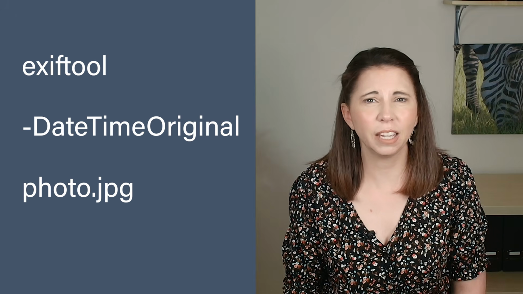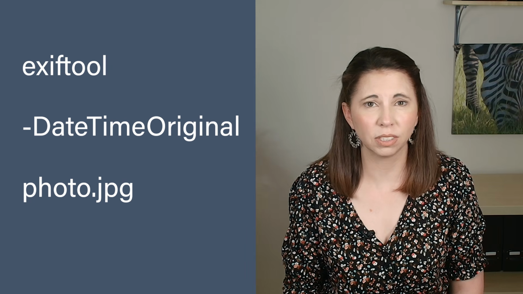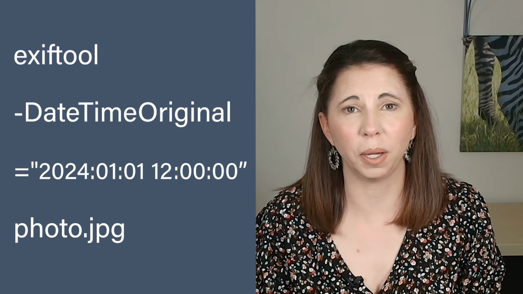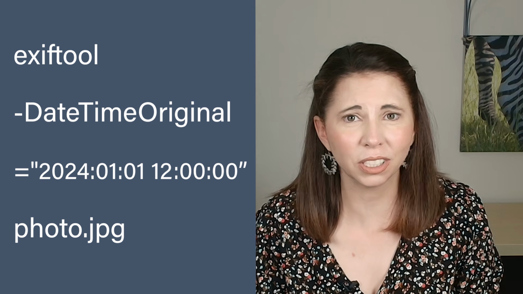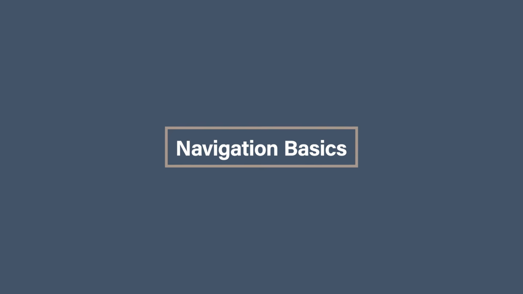So for example, if I just wanted to see the date a photo was taken, I'd put in exiftool -DateTimeOriginal and then photo.jpg, the file name. If I wanted to change that date, I'd type exiftool -DateTimeOriginal= and then the date I want to change it to, and then my file, photo.jpg. So the flow is always, what do you want to do, which tag, and which file or folder. Don't worry, I'm going to talk you through each command and break it down so you can really understand what is going on here. Navigation basics.